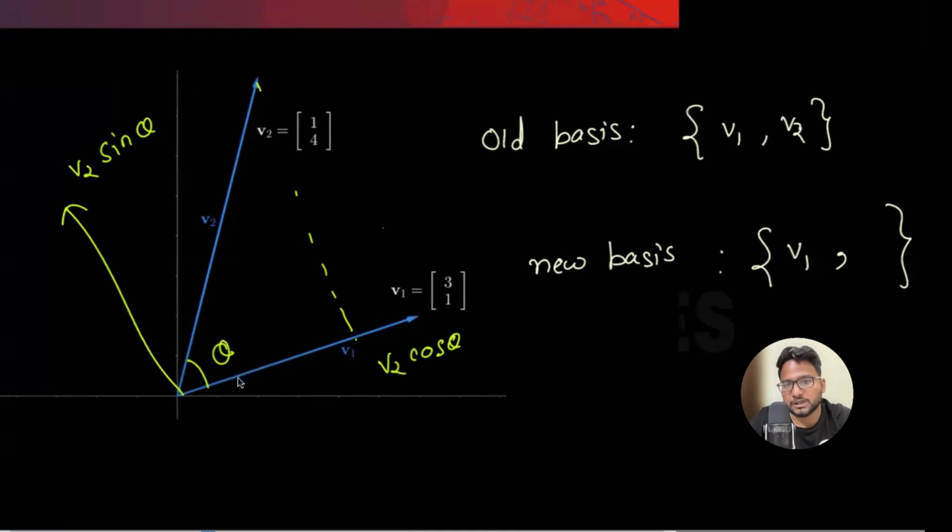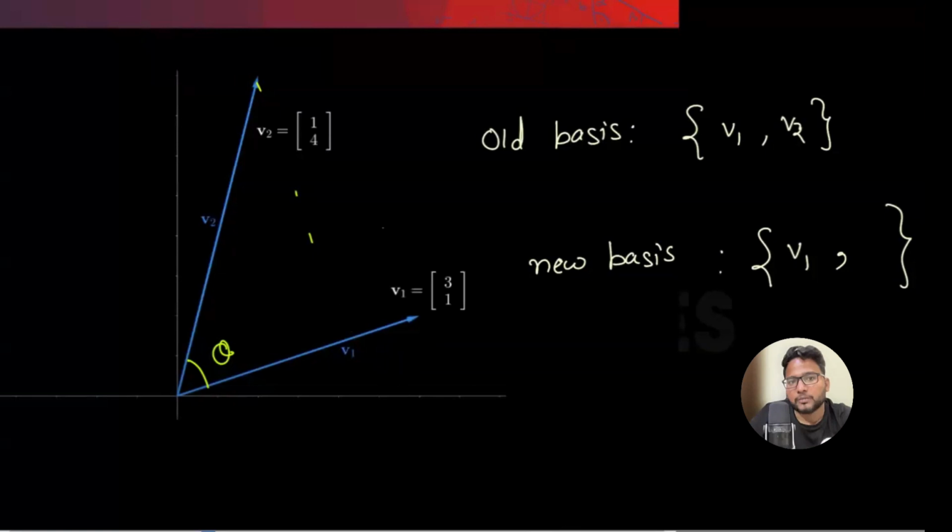Okay, if this is theta, then we used to say this is v2 cos theta, v2 sin theta. Anyway, we don't need it exactly, but that's fine. So basically, we will develop the intuition, but let's just see what the objective is here. We need to have v2, but such that it is perpendicular to v1.